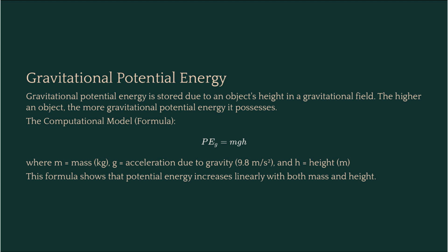The most common type we'll deal with is gravitational potential energy, PEg. This is the energy an object has just by being high up. The formula for it is PEg = mgh. m is mass, g is the strength of gravity. On Earth, it's a constant, 9.8 m/s², and h is the height. A 1 kilogram book on a 2-meter high shelf has twice as much PEg as a 1 kilogram book on a 1-meter high shelf. You did work to lift it, and that energy is now stored, waiting.